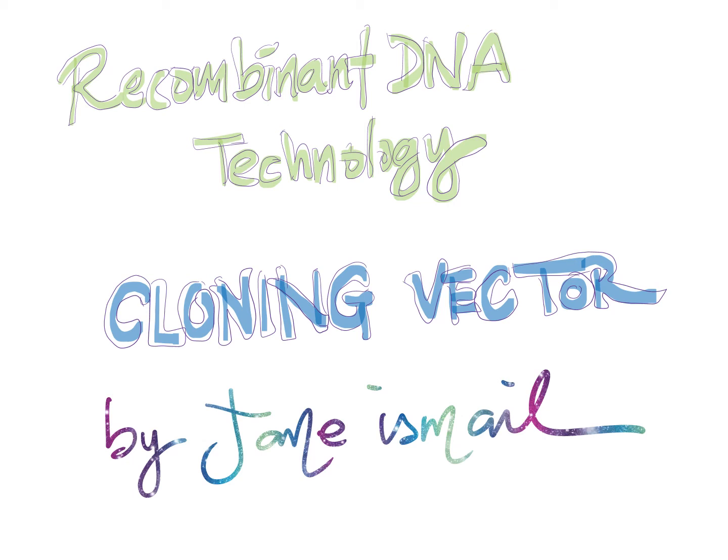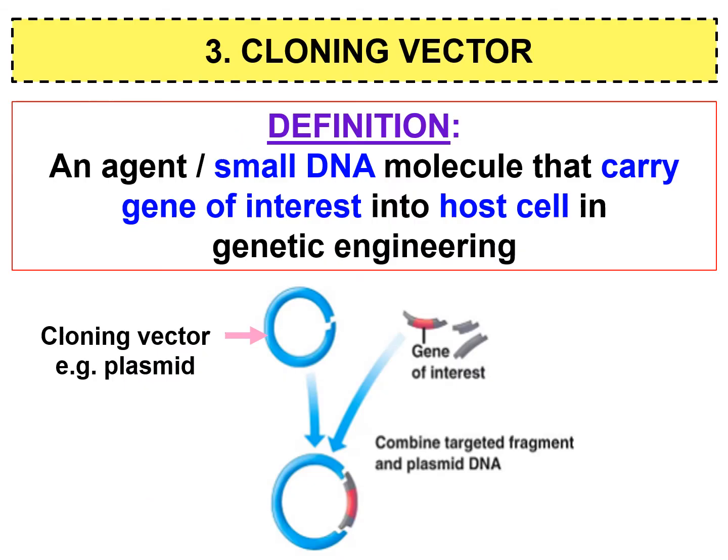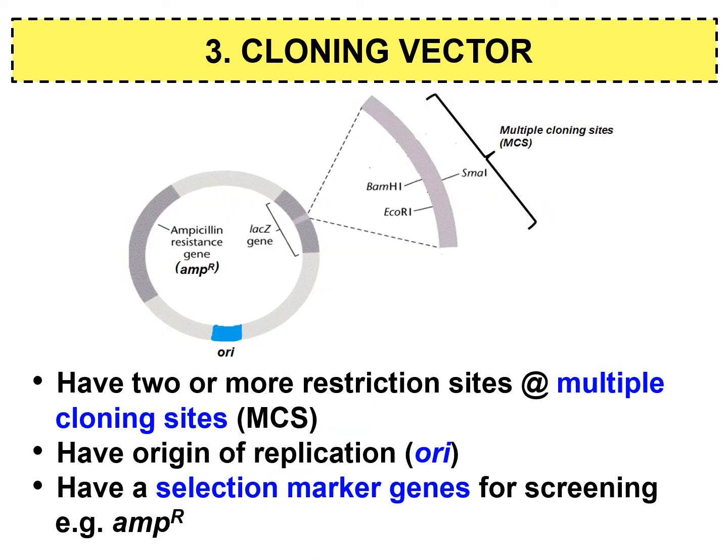Hi, this video is to explain about cloning vector. Cloning vector is a small DNA molecule that carries the gene of interest into a host cell in genetic engineering or in cloning. A vector has two or more restriction sites, which we call multiple cloning site, MCS. A cloning vector must have an origin of replication.